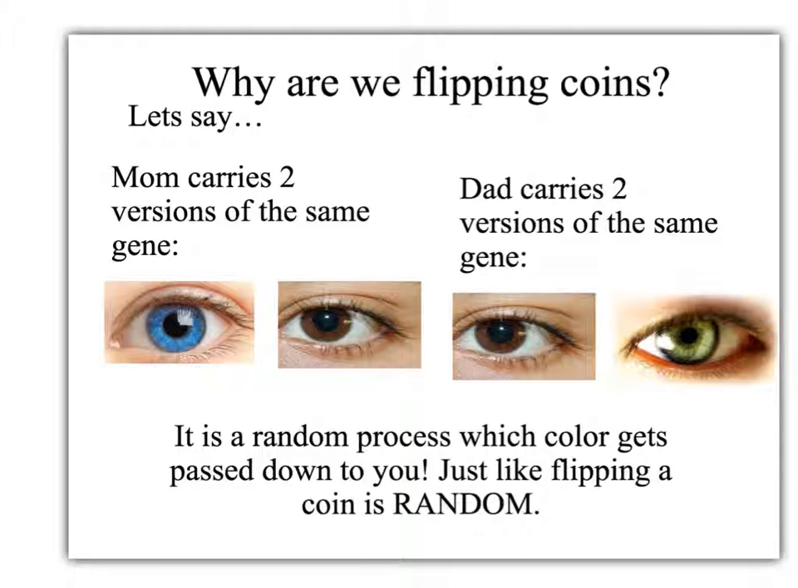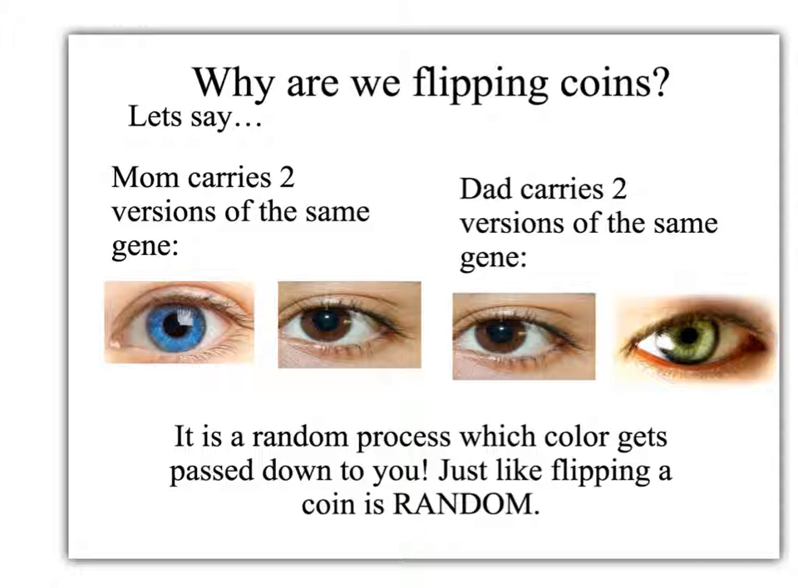So you're probably wondering, why are we flipping coins? Why does it matter which trait gets passed on? So let's just make this a little easier to understand. So let's say your mom carries two versions of the same gene. We're going to go with the gene eye color. So your mom carries both the gene for blue eyes and the gene for brown eyes. And then your dad carries the gene for brown eyes and green eyes. So it doesn't matter what color eyes your parents actually have, it matters what genes they're carrying, what trait.